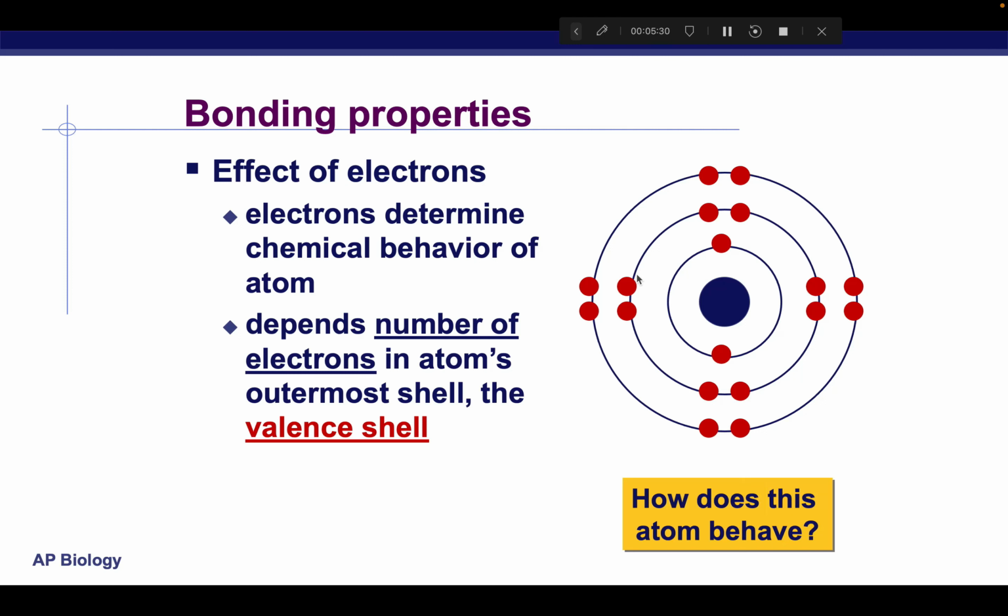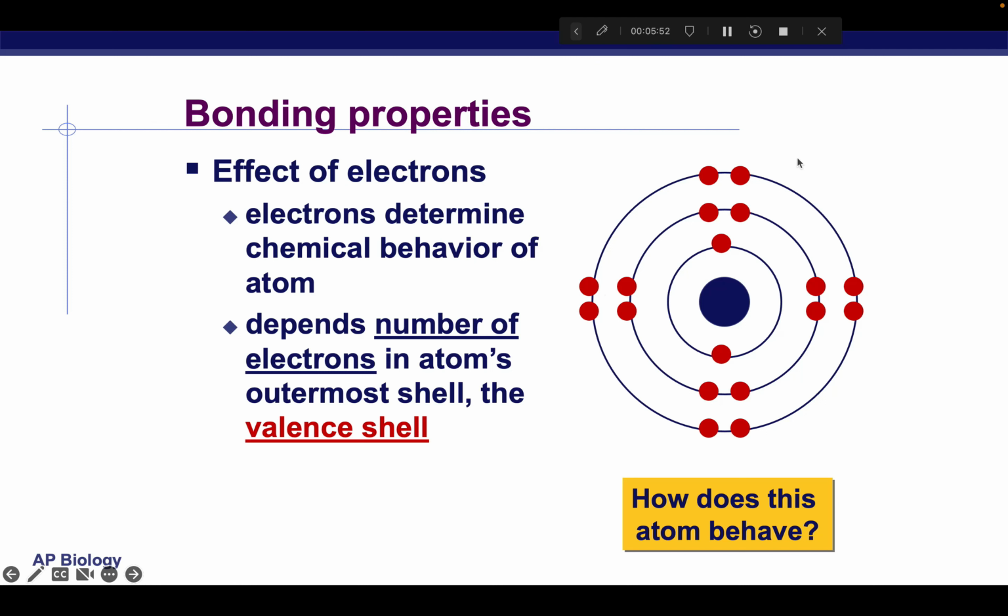One of the things that atoms can do is they can bond together. They can bond or stick together. And bonds are extremely important in biology because that's how tissues and organs are constructed from smaller molecules. And bonding has everything to do with electrons.